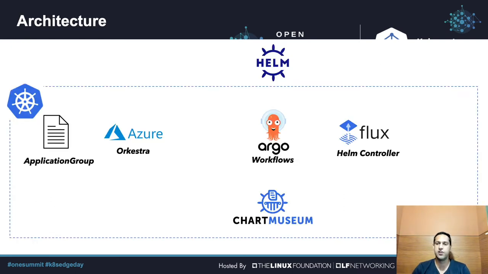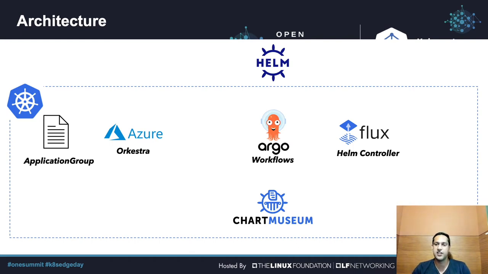An application group custom resource is the atomic unit that Orkestra acts upon. An application group spec contains a list of Helm release specifications for each application that make up the group, like the location of the chart in an upstream Helm registry, the overlay values that must be applied to this specific release, and other such details.